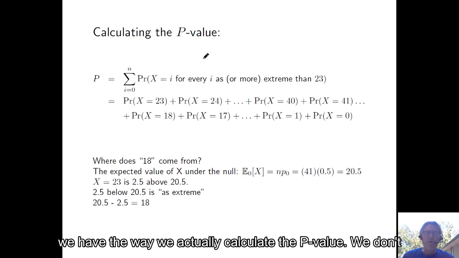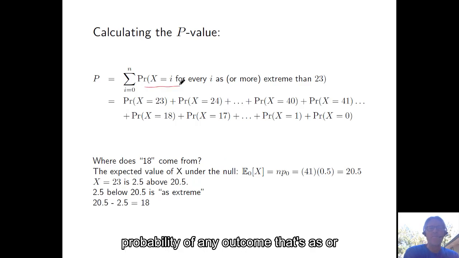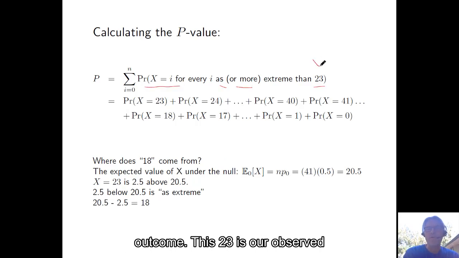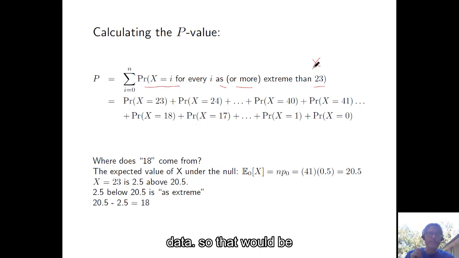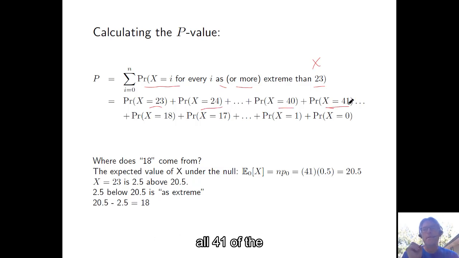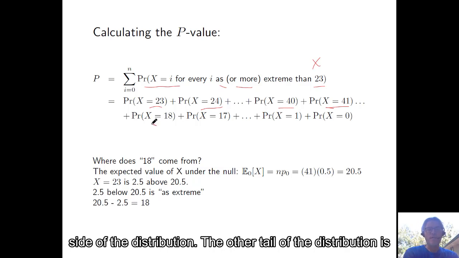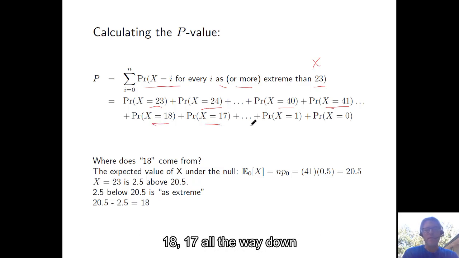bars, okay? The way we actually calculate the p-value, we don't just color in the bars. We have to think about, okay, what is it? Remember, it's the probability of any outcome that's as or more extreme than the actual outcome. This 23 is our observed data. So that would be the probability of getting a 23 or 24, et cetera, all the way up to all 41 of the trials were matches. And the other side of the distribution, the other tail of the distribution, is 18, 17, all the way down to 1 or 0 matches.